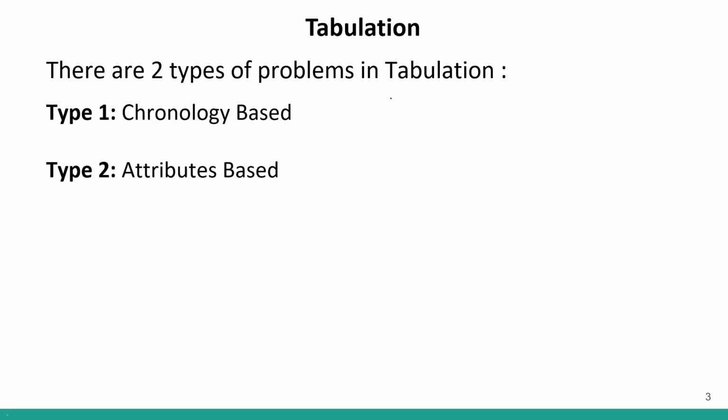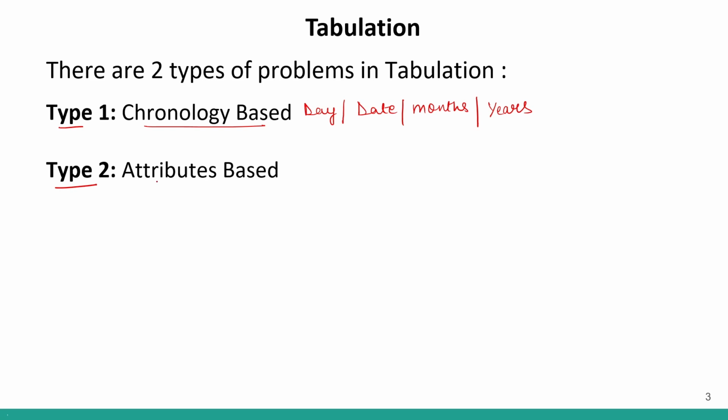Now we have discussed that there are two types of problems that can be formed in tabulation. Type 1 is chronology based. Chronology based, they can be arranged in the format of day or particular dates, based on the months, based on the years, they have a particular chronological order to be followed.